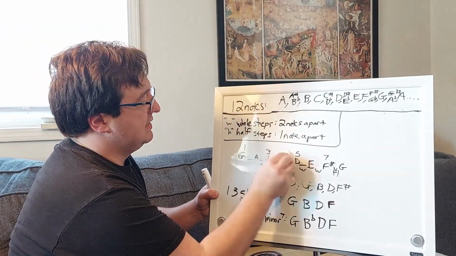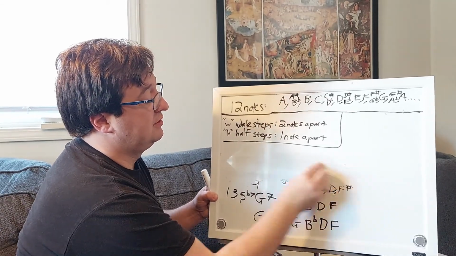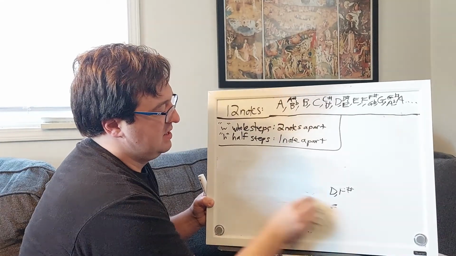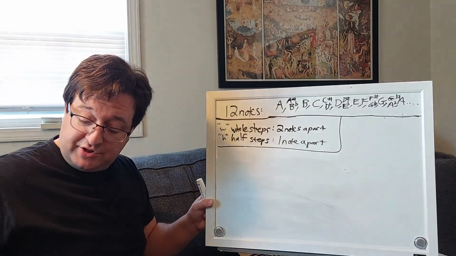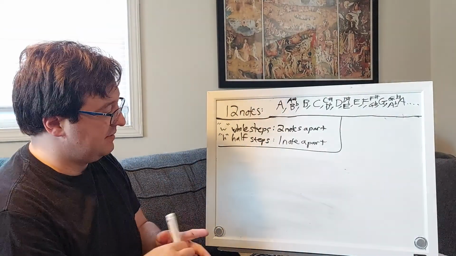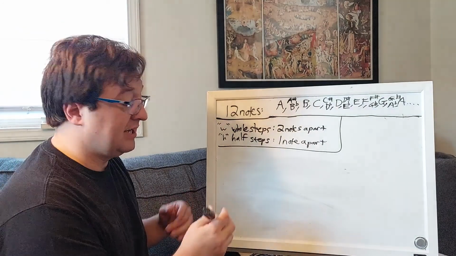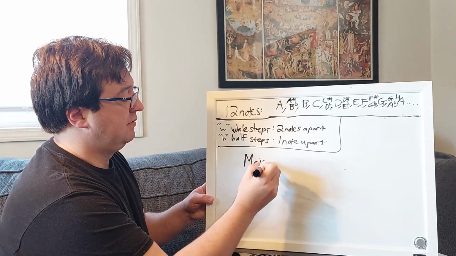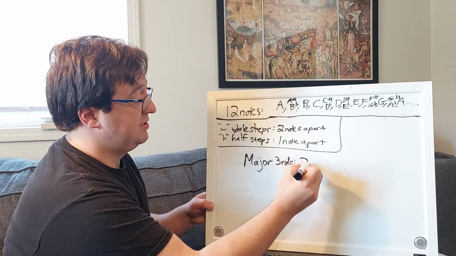Let me just erase this, and now I'll show you another way to find those chords. And that's through intervals. So intervals are just combinations of whole steps and half steps. We're only going to do major thirds and minor thirds today because I want this to be a quick video to get you going. Okay, so major thirds, 2 whole steps.